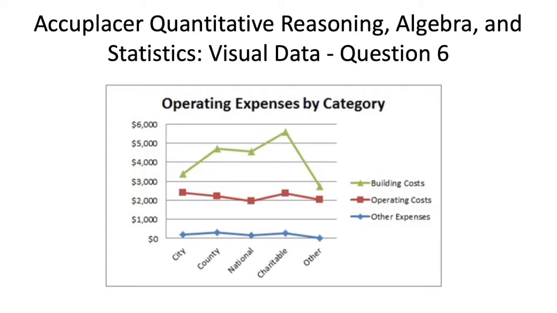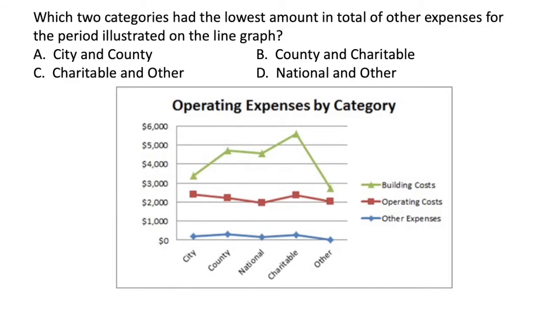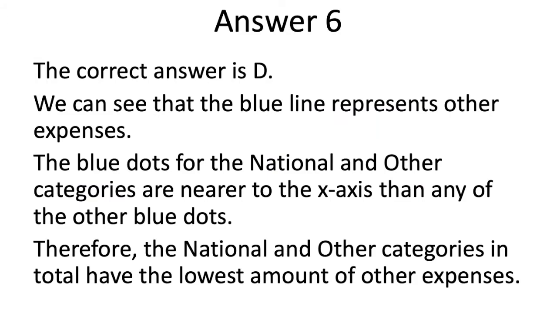Moving on now to the Accuplacer QAS Visual Data question 6. Please study the line graph below. You will see the line graph again on the next screen with the question. Here is question 6. Now pause to study the data and answer the question. Let's go to the answer to question 6. The correct answer is D. Now pause to read the information.